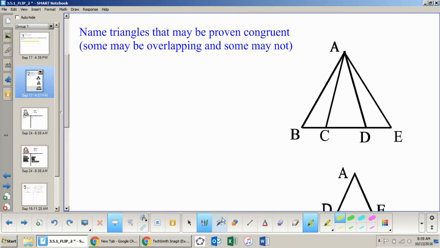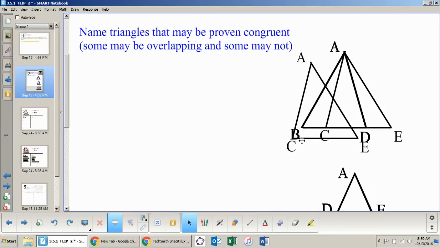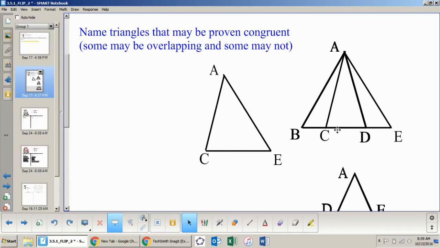So let's take a look at this first diagram. We could see that in this diagram we may be proving that triangle ABC is congruent to triangle AED. However, there are some overlapping triangles here that we may be proving congruent. You may take a look at this and see these two triangles overlapping. Okay, and these two triangles then may be proved congruent. See how when they overlap and then pulling them apart, now these two triangles might be reflections of one another.